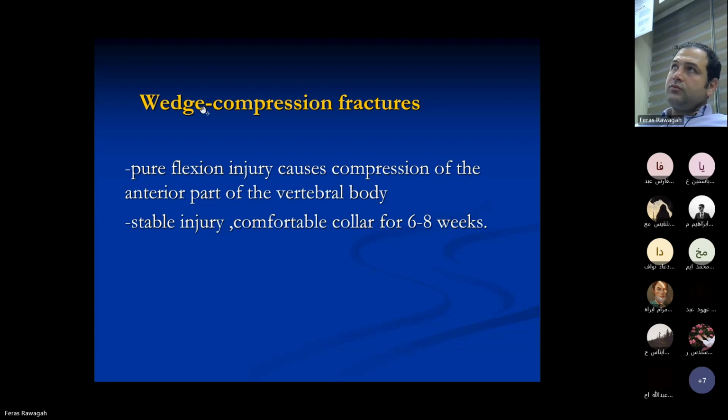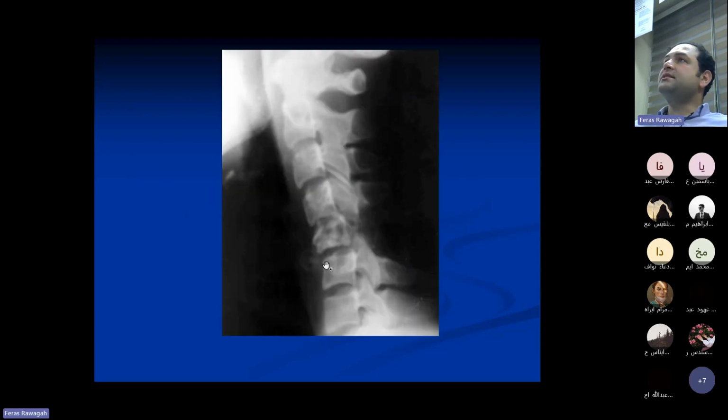Now, the wedge compression fracture is a pure flexion injury. What will happen? Just the anterior column will have a fracture, which will result in wedging of the vertebra, as you see here. Wedging means the anterior part of the vertebra will collapse, but the posterior part remains intact. This is wedging or wedge fracture.